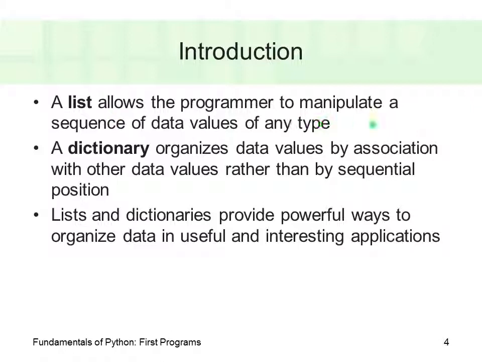A list allows the programmer to manipulate a sequence of data values of any type. A dictionary organizes data differently. It organizes the data values by association with other data values rather than by a sequential position. Lists and dictionaries, of course, provide us powerful ways to organize data in useful and hopefully more interesting applications.